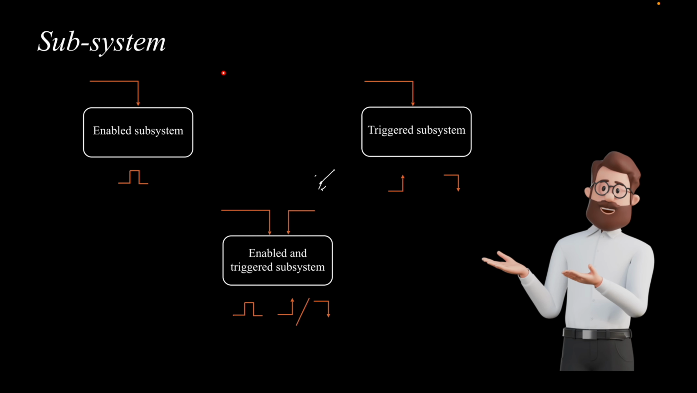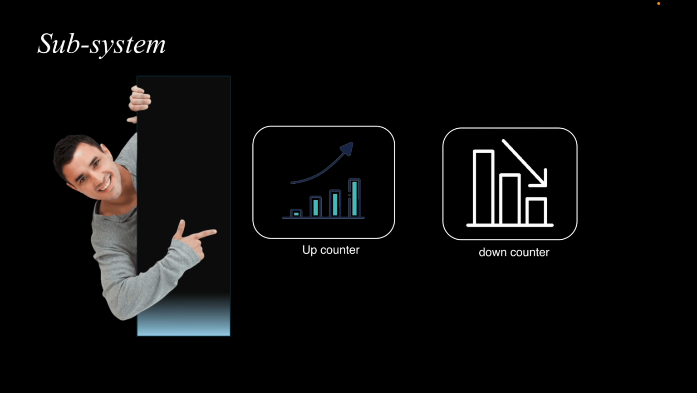First is the enable subsystem. Then we will have a look into triggered subsystem, and then we will have a look into enabled and triggered subsystem. So we will also try to find out what is the difference between these three types of subsystem. Before this, we need to understand what is basically a subsystem.